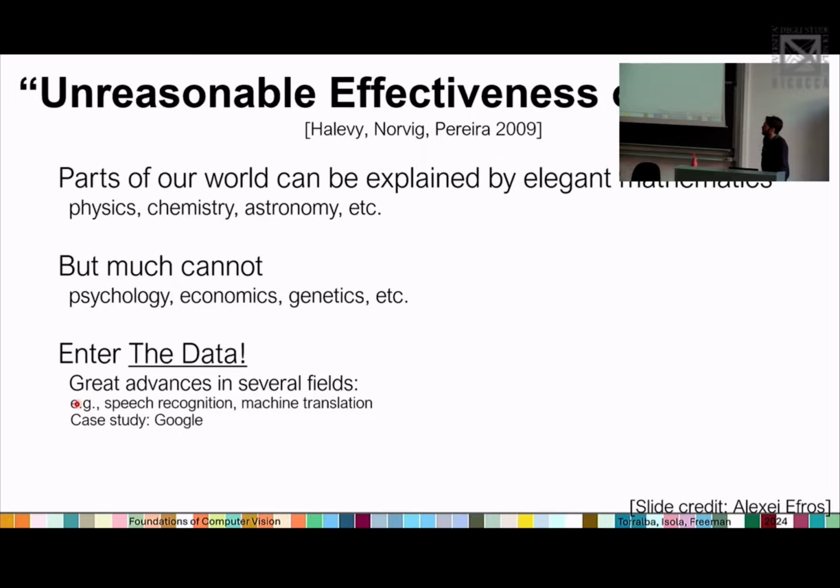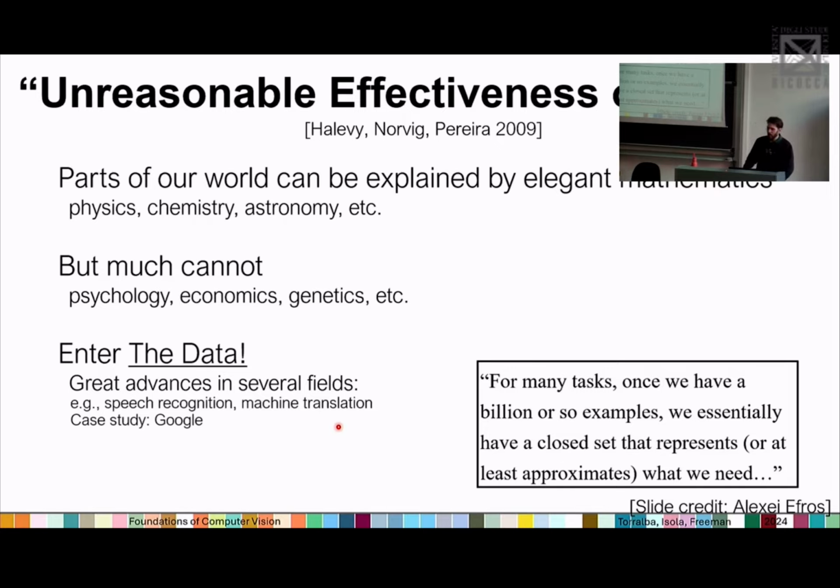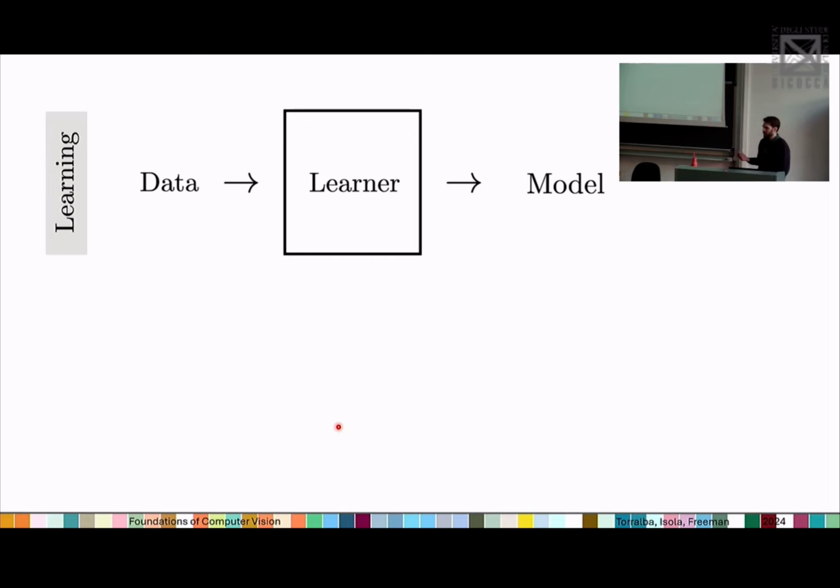Here what enters is the data approach, which allowed, and we see it experimentally every day, great advances in several fields. And indeed, in this example, it was said that for many tasks, once you have 1 billion or so examples, we have the full set that approximates everything that we might need. And this can be applied pretty well to our world, to what we want to do.